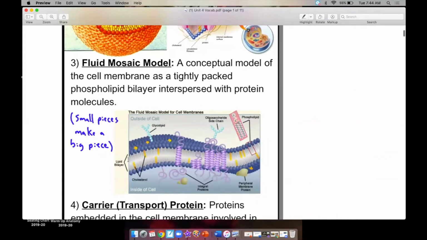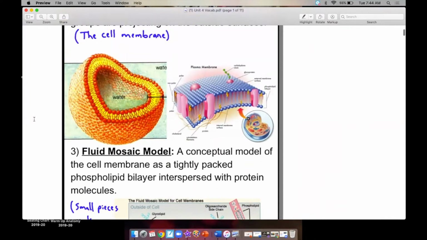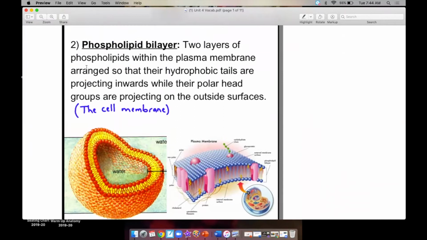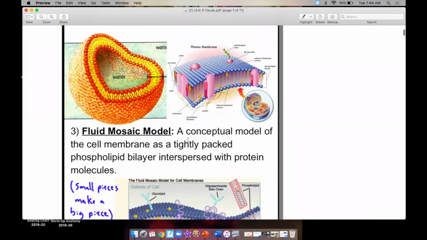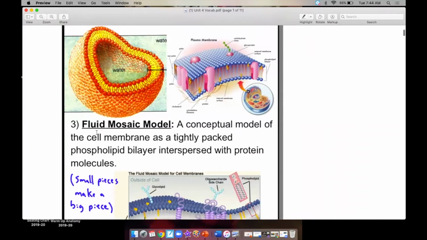3, fluid mosaic model. Keystone definition, the conceptual model of the cell membrane is a tightly packed phospholipid bilayer interspersed with protein molecules. Ugh. All right, guys, it's just another way of saying phospholipid bilayer, where this is what it's called. This describes what it is. Let's break the words down. Fluid means it moves like water. It's very loose and wobbly, like a water balloon.